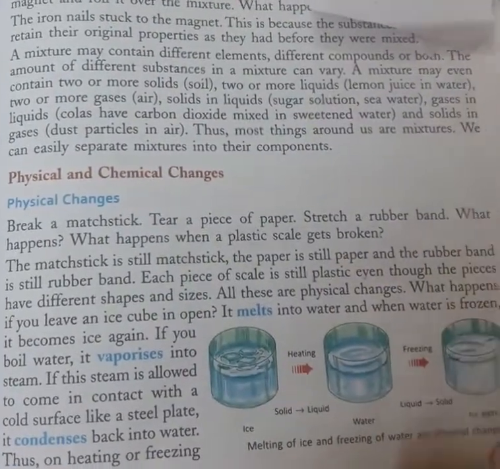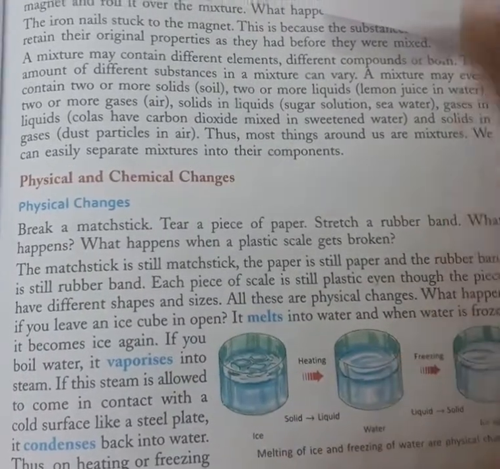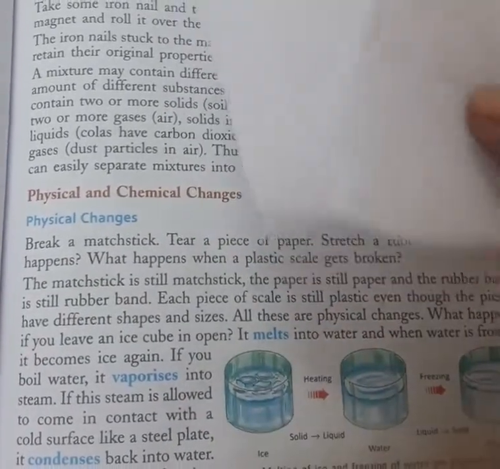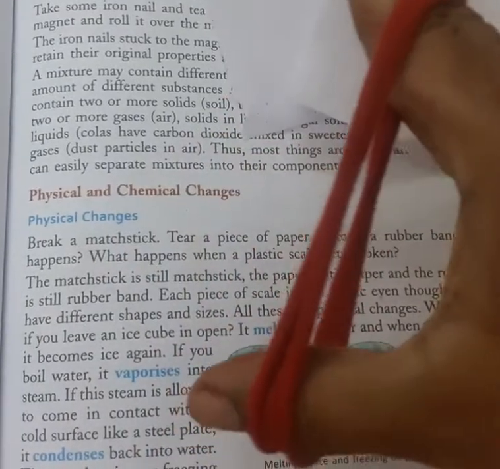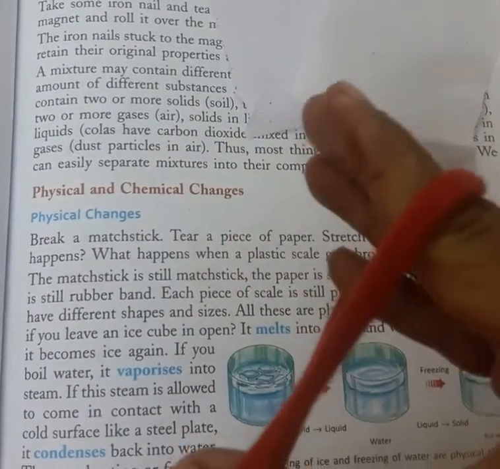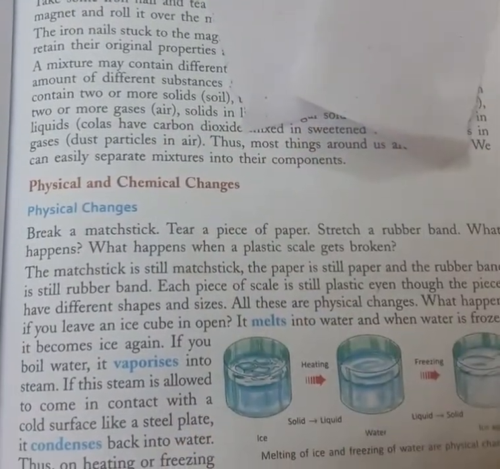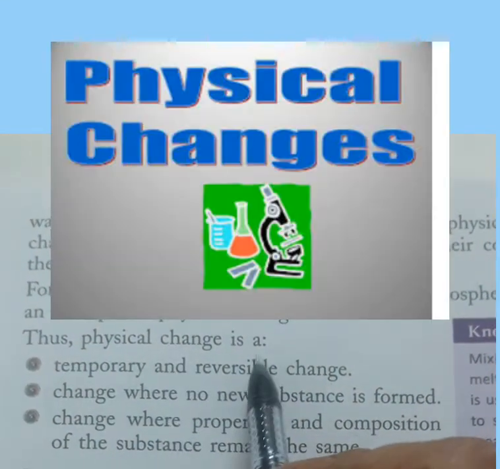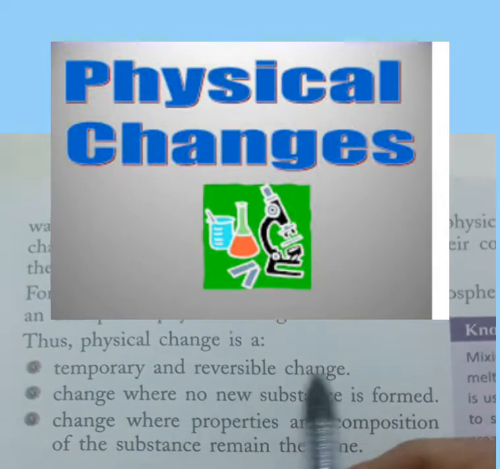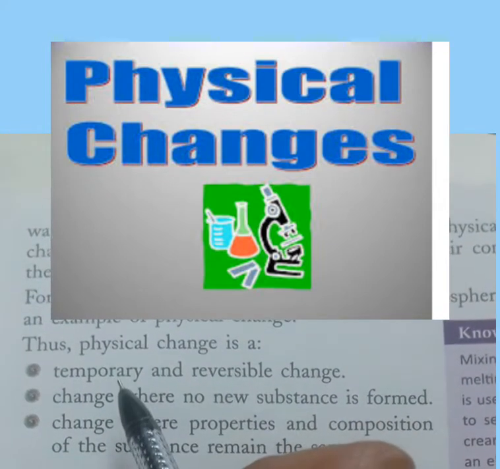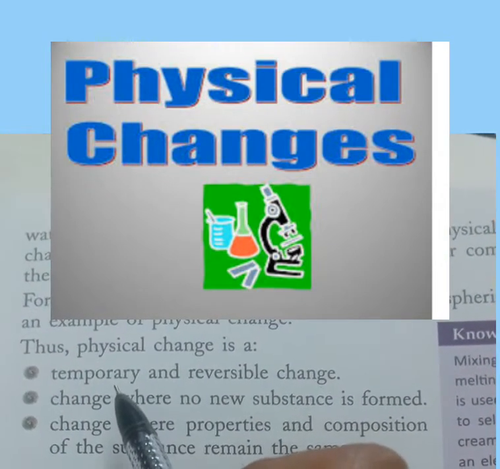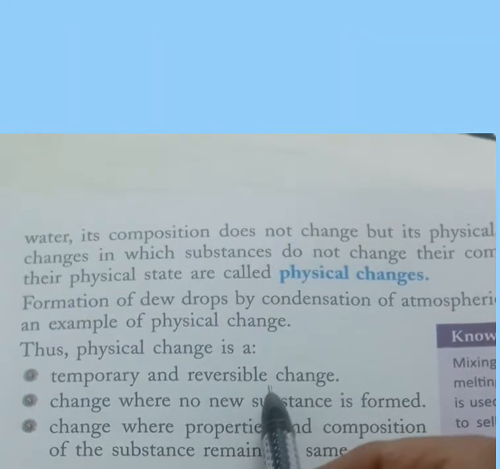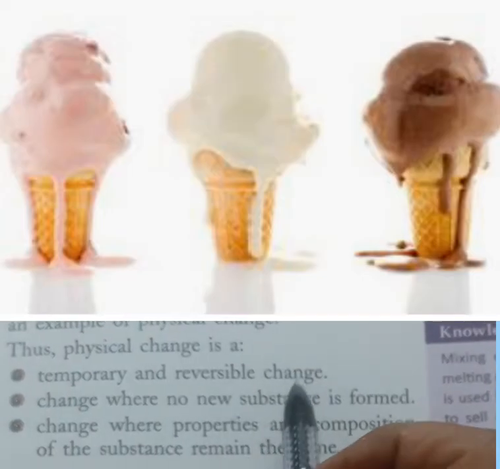So when there is only a change in the shape and size, the size of the paper has changed, the size of the rubber band has changed, but no new substance is formed. So that change is called a physical change. Thus, physical change is a temporary and reversible change. In physical change, it is just temporary, it is just for some time only, and it is reversible, like melting of ice, it can be reversed.